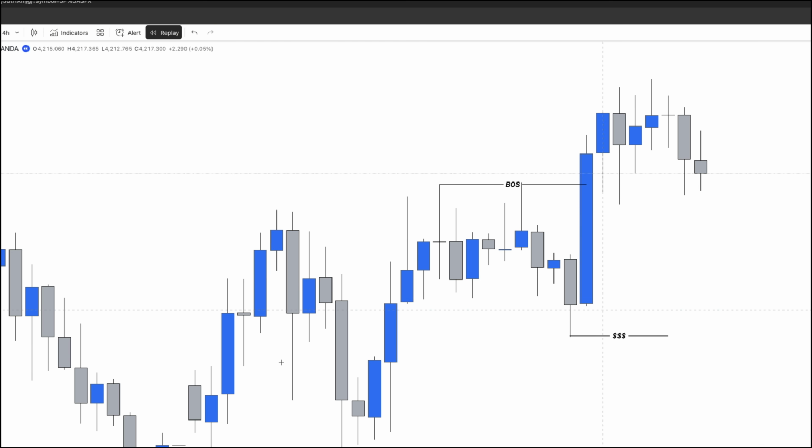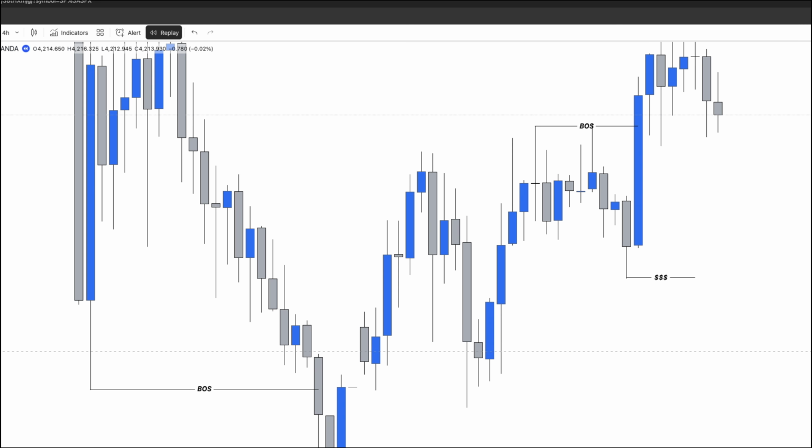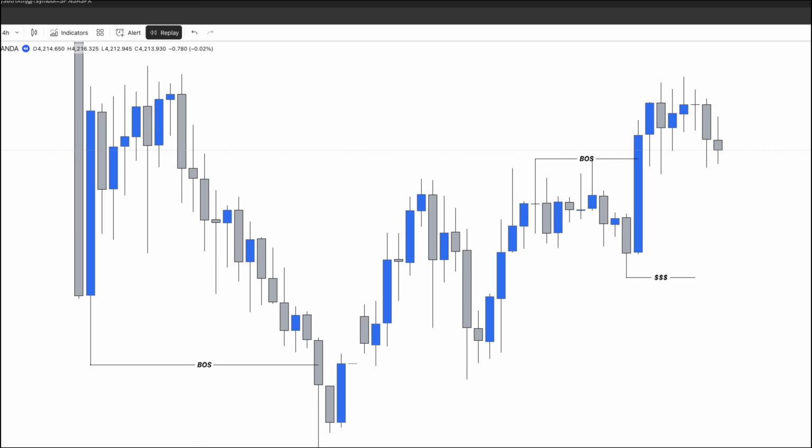Now, like I said, liquidity is everywhere in the market. Everywhere in the market. We have buy side liquidity, we have sell side liquidity. Now, what do I mean by that? We have what we call external and internal liquidity. The first thing that we look at is the direction of the market before we look for liquidity.